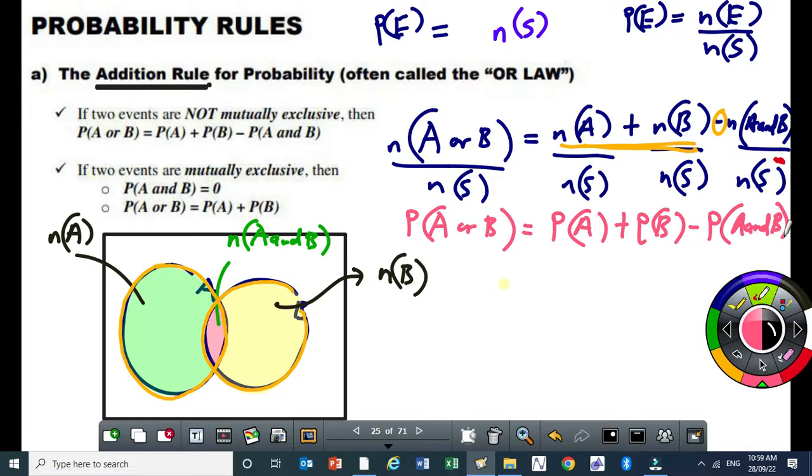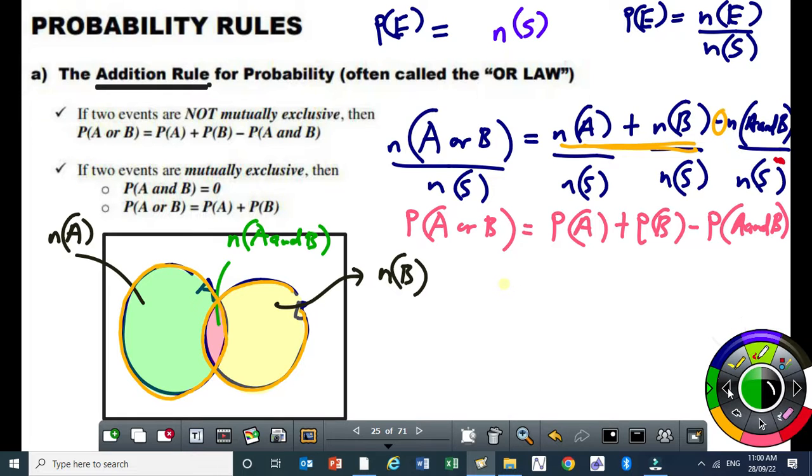Are you getting what I'm saying? So the moment you divide by N of S, it turns into what? Probability. So you just take all the values and divide by the sample space. Yes. Now, this formula, we can also make P of A and B the subject.